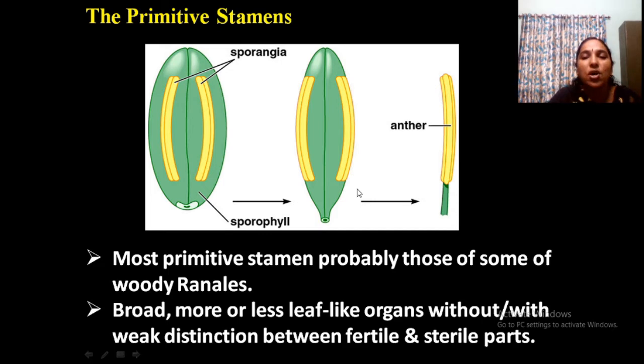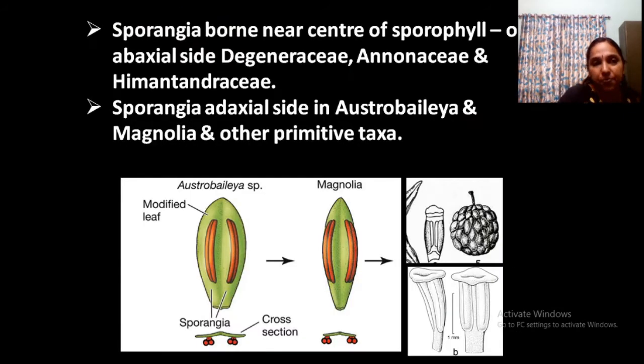One example of the most primitive stamens you can see is in the Ranales, and they are broad, leaf-like organs. In the primitive stamens there is a clear-cut distinction between the fertile and sterile portions. Understood? It appears like a leaf that was condensed and reduced and finally became only the fertile part, which is the present stamen. Clear?